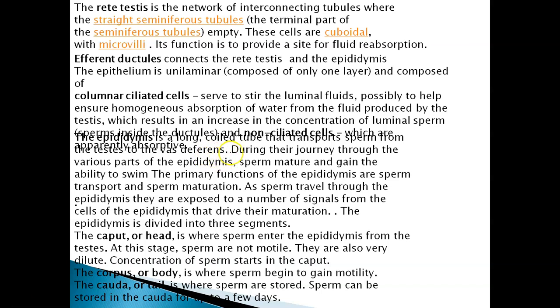Yes, the epididymis actually provides functional maturity, because as the sperm passes through the different parts of the epididymis, starting from head, then body, then tail, the sperms get a number of signals from the epididymis that drive them in their maturation period. In the corpus, the sperms get motility. They become motile because they have a tail, but they gain motility in the body part, and functional sperms can be stored in the tail part for a few days. So I think it is clear what is the function of rete testis, vas efferentia, and epididymis.